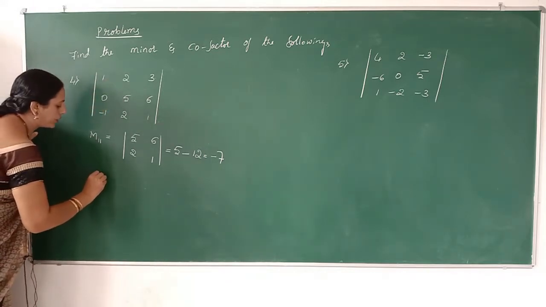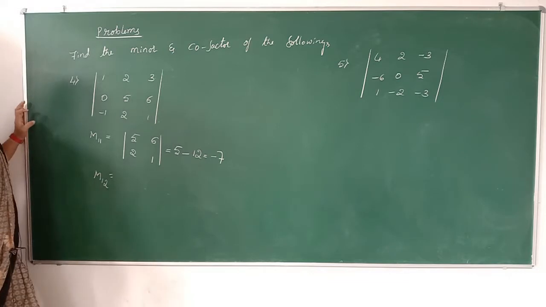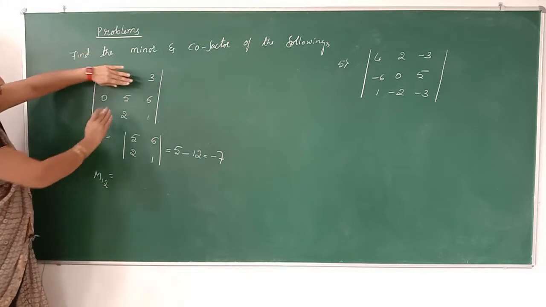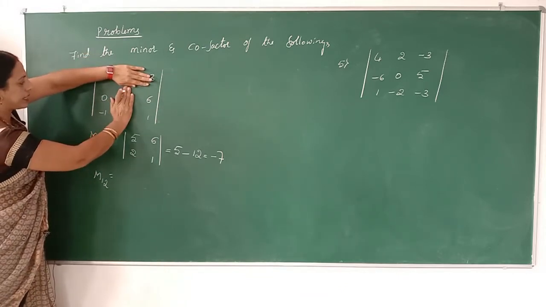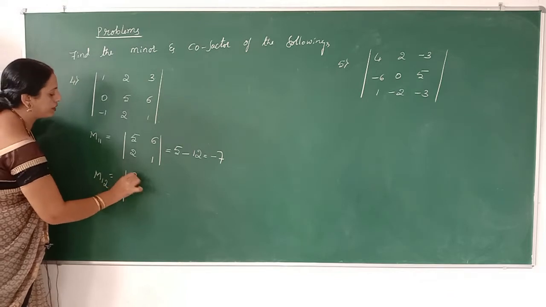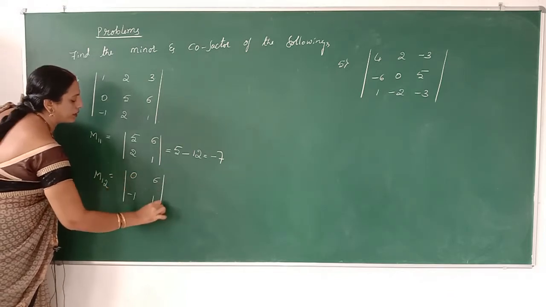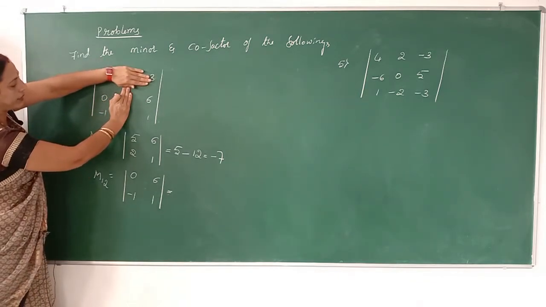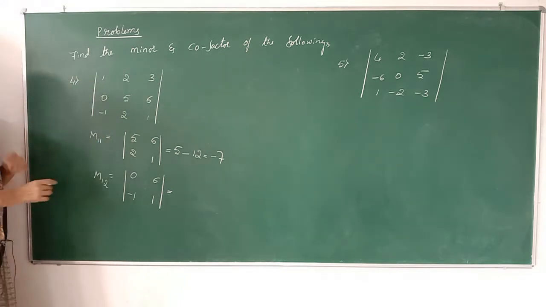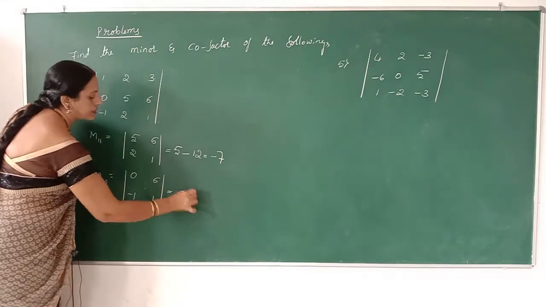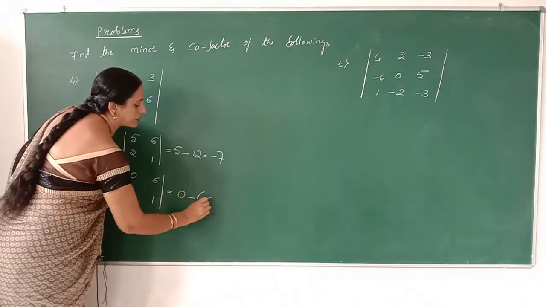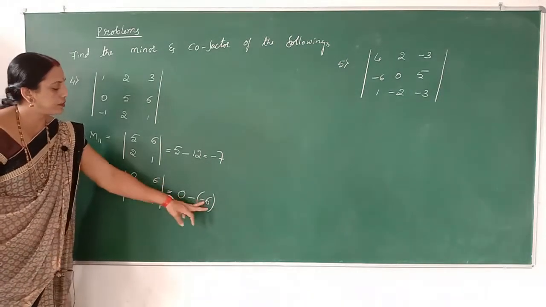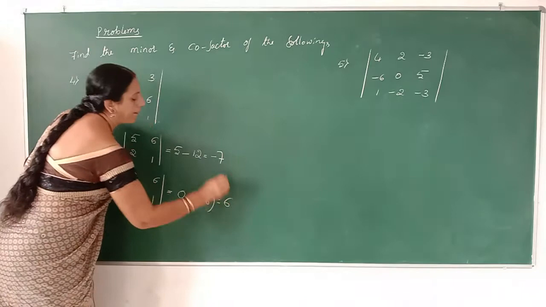Similarly, M12. M12 means the element in first row, second column. Again, these elements are neglected and the remaining elements are 0, 6, minus 1, 1. So, the elements of first row, second column are neglected, and the remaining are 0, 6, minus 1, 1. Again, we cross multiply: product of left diagonal is 0, minus product of right diagonal, which is minus 6. After that, it is nothing but plus 6.